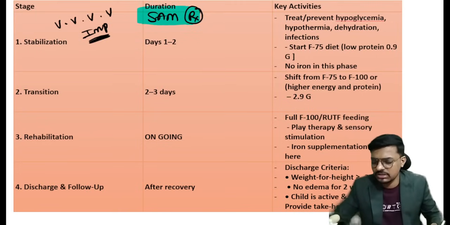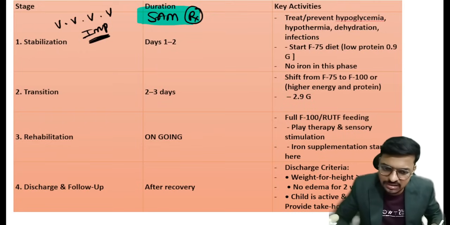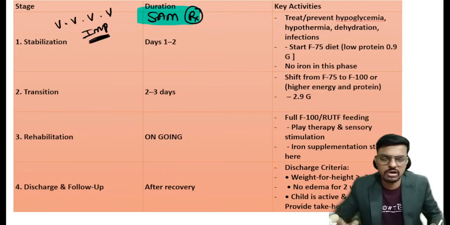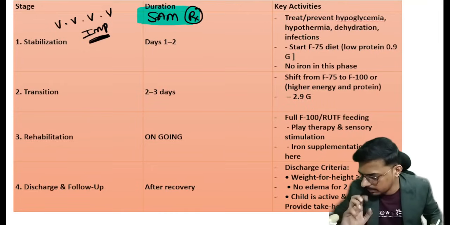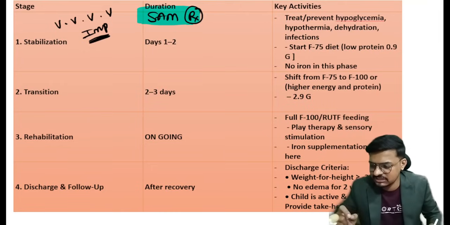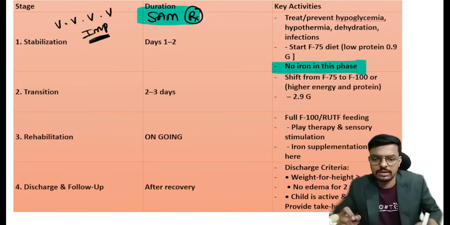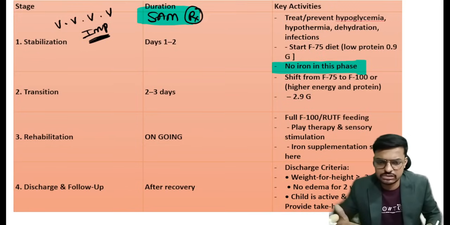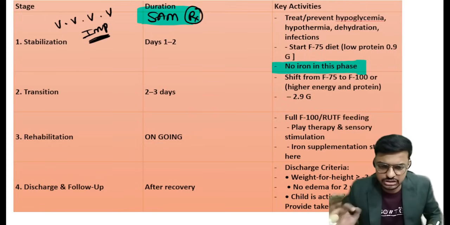In which stage of the severe acute malnutrition must we avoid the iron supplementation: the stabilization phase, the transition phase, or the rehabilitation phase? Beta, the examiner favorite question. I told you, in the initial phase, in the stabilization phase, never ever give the iron. So no iron will be given in the stabilization phase. Why? Because it forms free radicals. Those free radicals will damage the internal organs. That is the reason, very importantly, in the stabilization phase we will not give the iron. Like this kind of question will be asked.